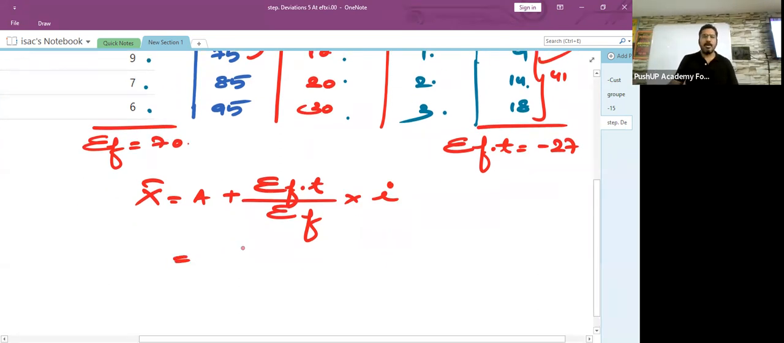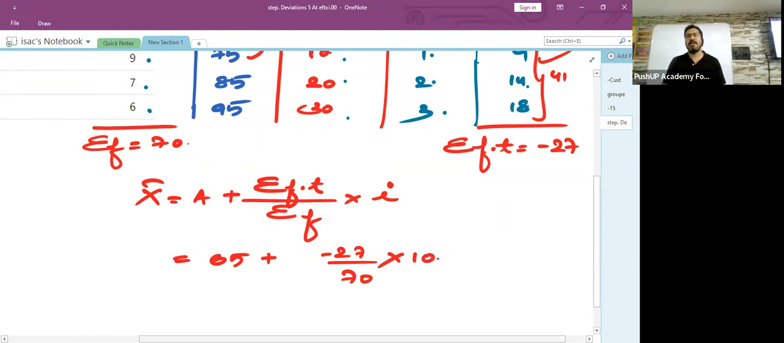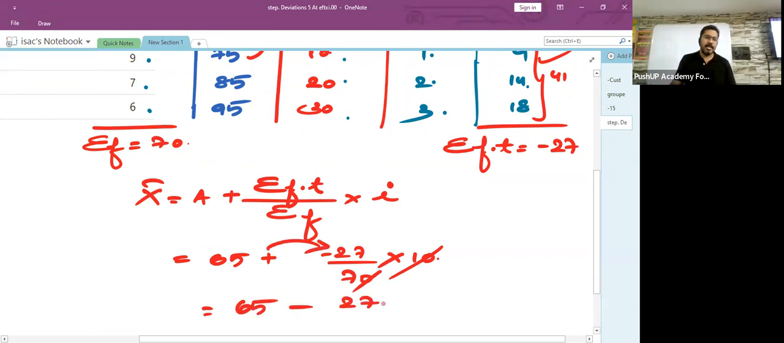Assumed mean is equal to how much it was? 65, plus sigma f into t is minus 27. Sigma f is what? 70. Don't forget to multiply it with the value of I, which is 10. So children, 0, 0 cancel. You get 65. Plus and minus will become what? Minus 27 divided by 7.